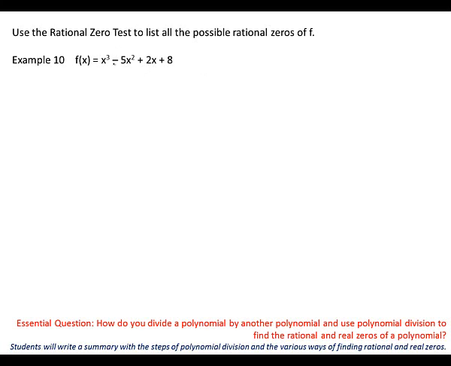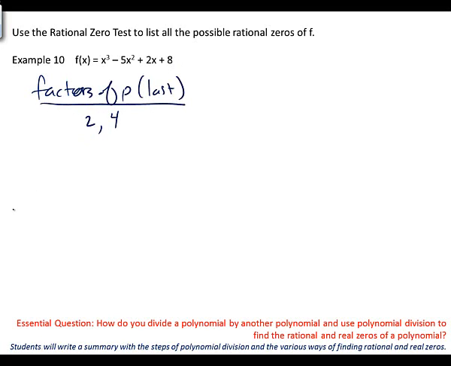So, use the rational zero test to list all the possible rational zeros of f. So first of all, I want to find all the factors of p, which is the last term. So, what times what is 8? 4 and 2. Anything else? -2, -4. Okay, I like -2, -4, so we're going to make them plus minus. 1 and 8. Don't forget the 1 and the 8. And then we could make them all plus or minus, right?